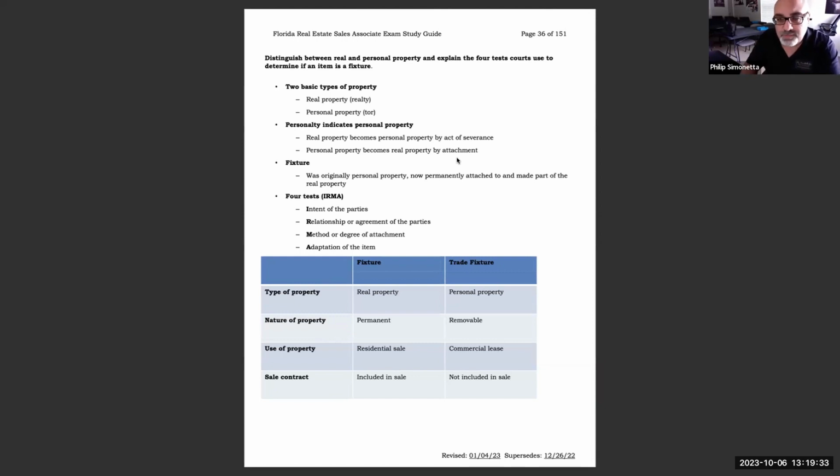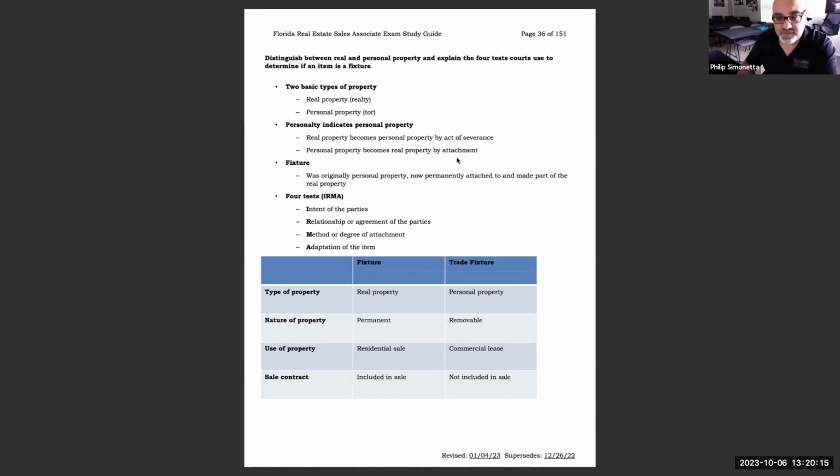Real property becomes personal property by act of severance. If you put a ceiling fan in, it becomes real property. You take the ceiling fan out, now it's personal property. You put a washer and dryer in, it's real property. You take it out, it's personal property. So personal property becomes real property by attachment, and real property becomes personal property by severance, taking it out. A fixture was originally personal property, now permanently attached to be made part of the real property. Ceiling fan, washer, same concept.